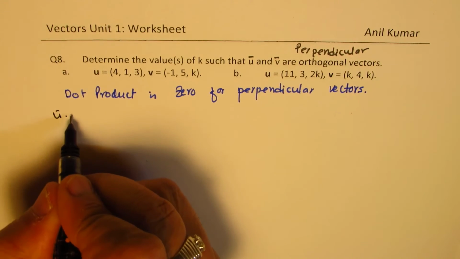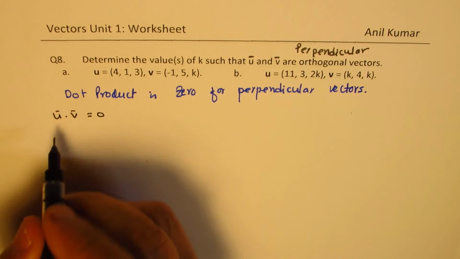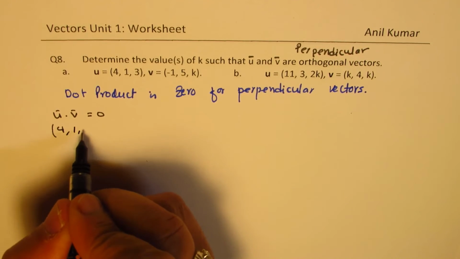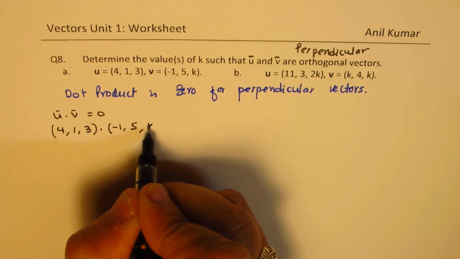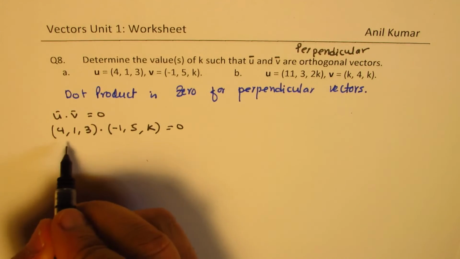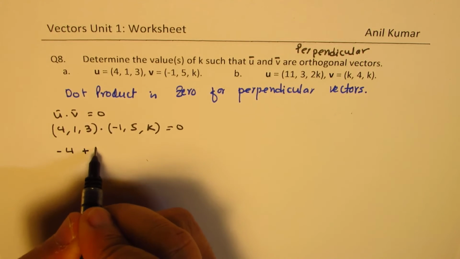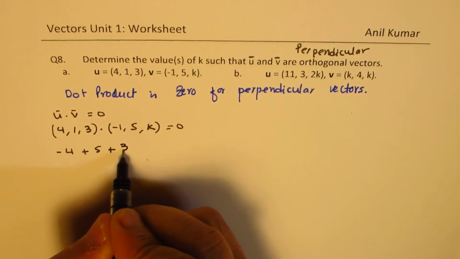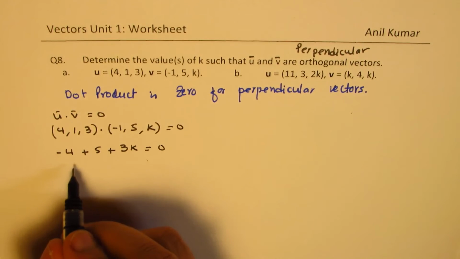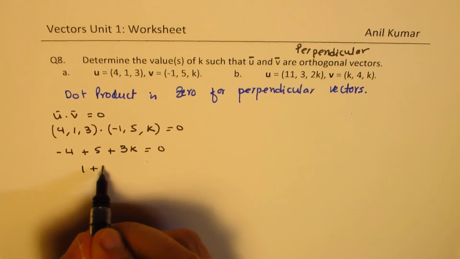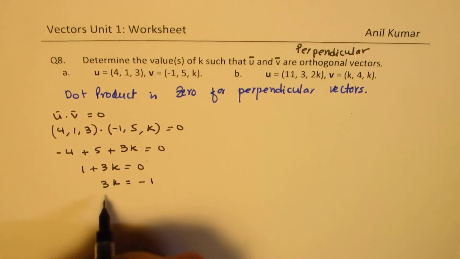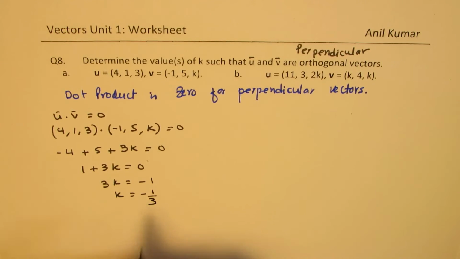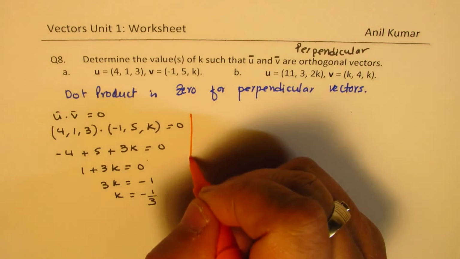So we are doing u dot v equals 0. u is (4, 1, 3) dot v, which is (-1, 5, k). And so when you do this, you get -4 + 5 + 3k = 0. So that is 1 + 3k = 0. So 3k = -1, or k is -1/3. So we get our answer. Right, that is relatively simple.